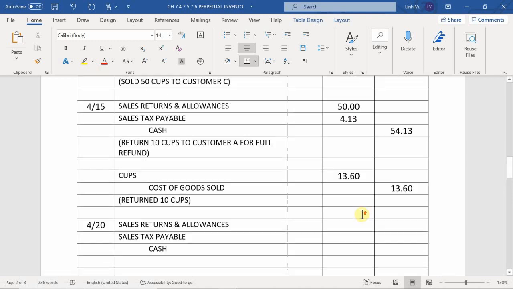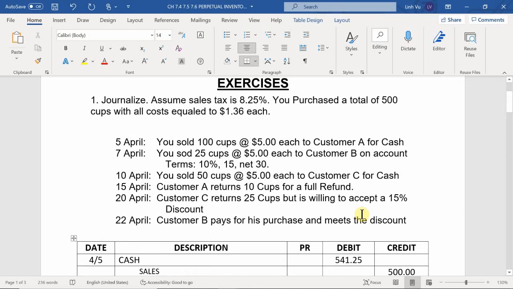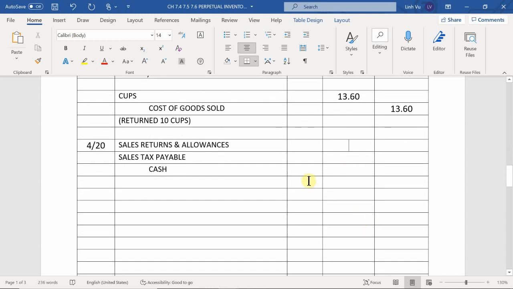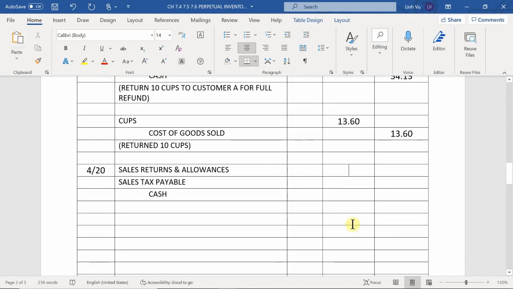So in this case, they are trying to return 25 of those cups, which we originally sold at $5 each, but they're willing to accept a 15% discount. So what is this total amount here going to be? $18.75. Good. We're going to take 25 times 5, which is 125, times 15%, which should give you $18.75. So then how much tax are we going to give back on that amount that we're refunding? $1.55. So therefore, the total amount of cash we're going to be giving back to this person is $20.30.